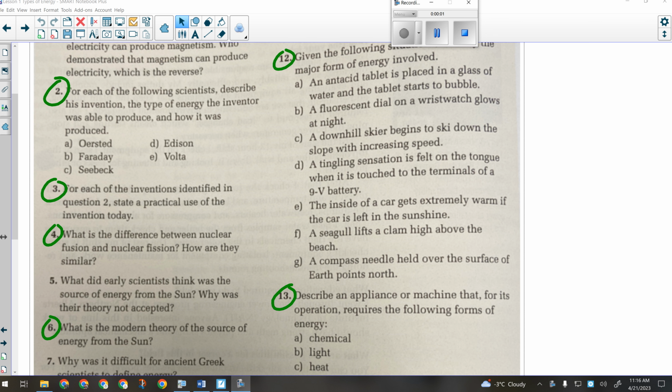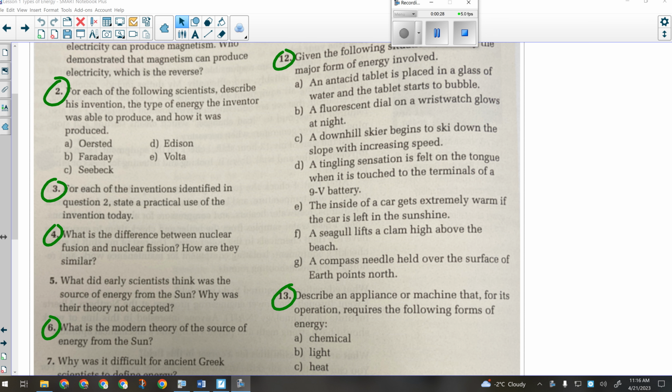Okay, so for question number 2, for each of the following scientists, describe his invention, the type of energy the inventor was able to produce, and how it was produced. Okay, so Oersted. Oersted was the guy that had the current carrying wire that produced a magnetic field. So he used electrical energy to produce a magnetic field, which later led to the development of the electromagnet and the transistor radio, and radio transmitters.